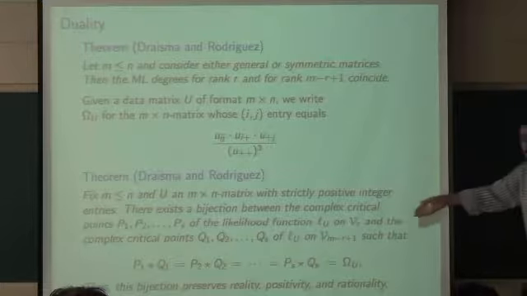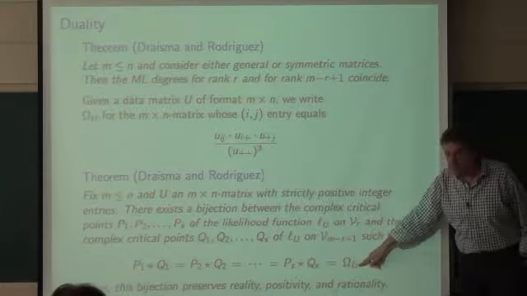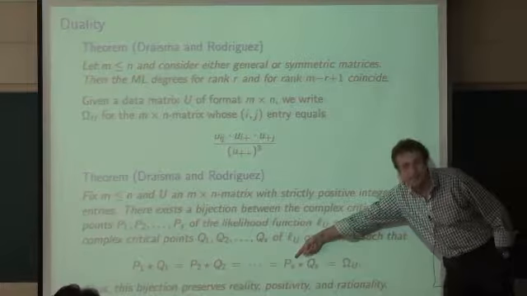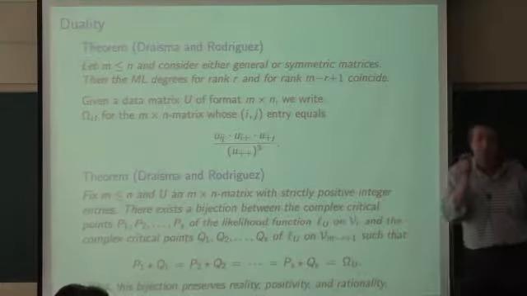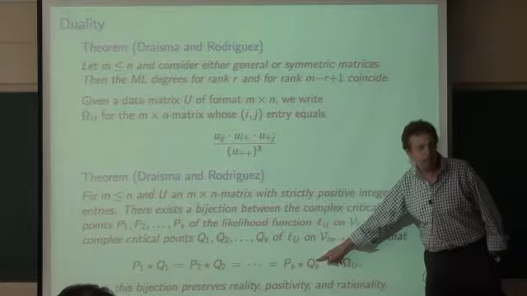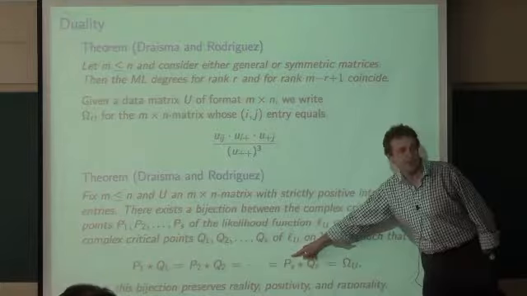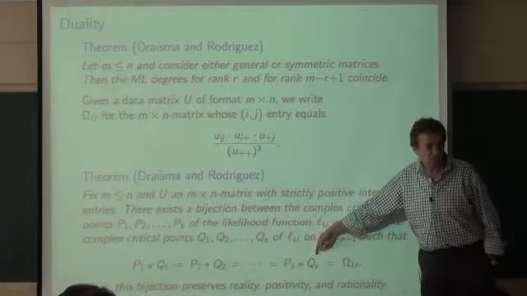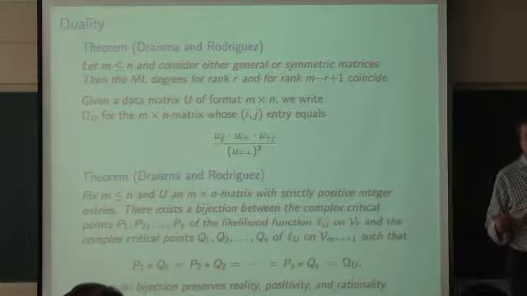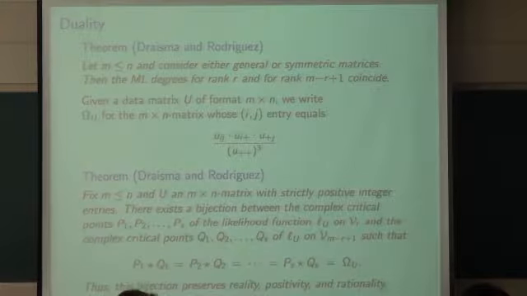Because I can Hadamard divide, right? This matrix is given. If I know QS, I can recover PS. I just divide in every entry. So if this matrix has rational entries, that matrix has rational entries. If that matrix has positive real entries, that matrix has positive real entries. So the number of positive real solutions is preserved.